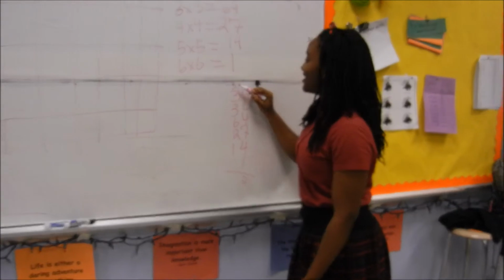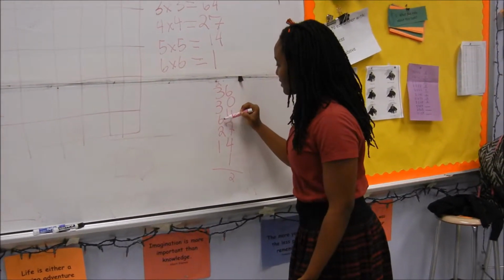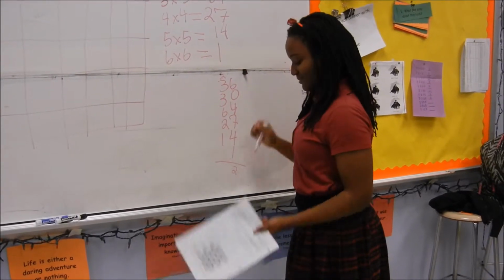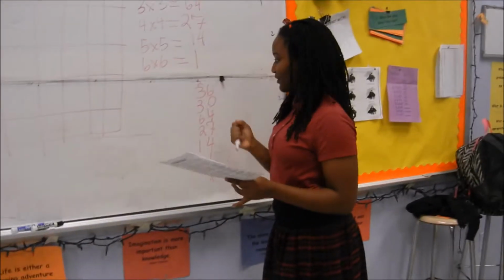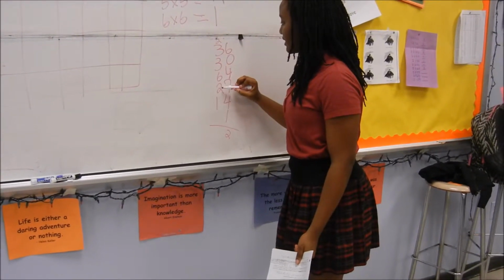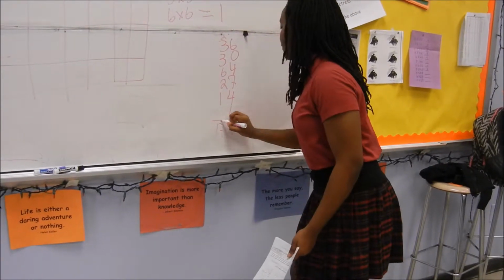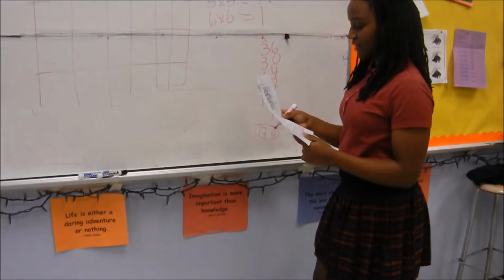Let's start over. 2 plus 3 is 5. 5 plus 3 is 8. 8 plus 6 is 14. 14 plus 2 is 16. And 16 plus 1 is 17. So there are a total of 172 squares.